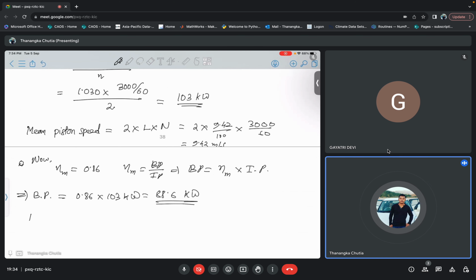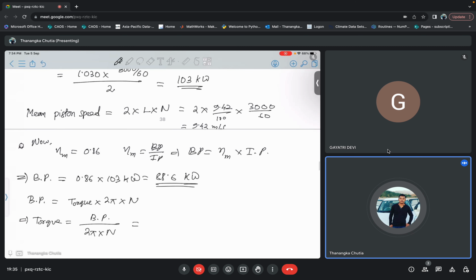Again we know that brake power is equal to torque into 2 pi into n. So therefore torque will be equal to brake power divided by 2 pi into n. So you put these values, you will get this answer as 282 Newton meter. I am quickly writing this because we have all these values. You just have to convert it into SI unit, you will get these values.